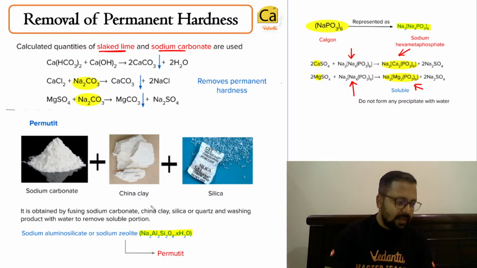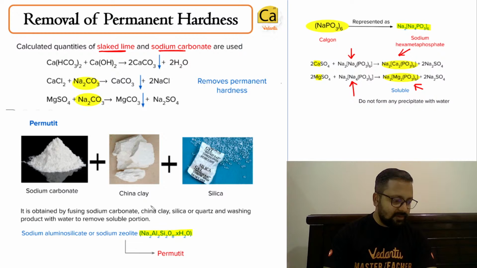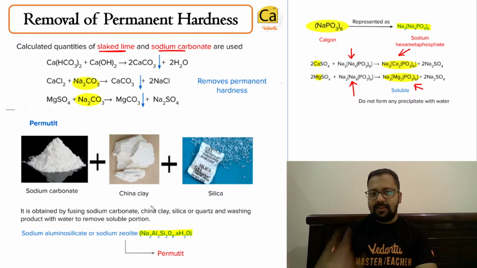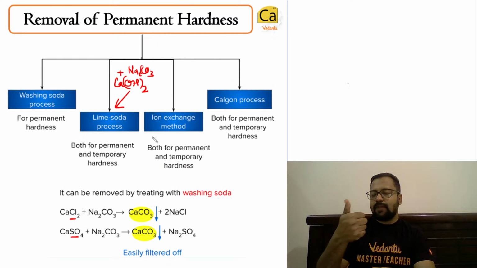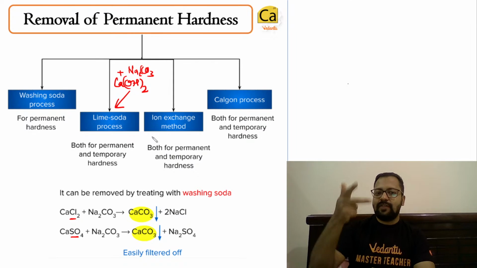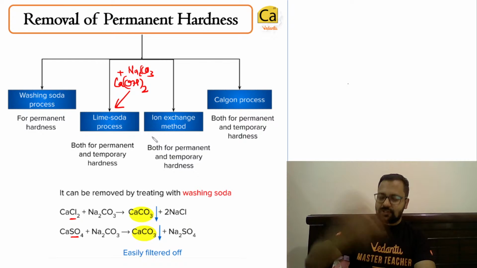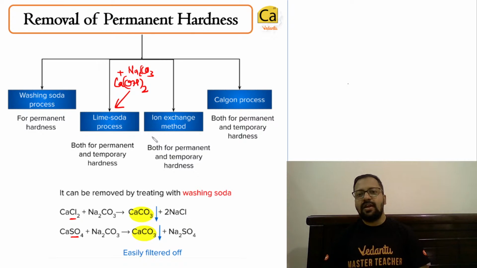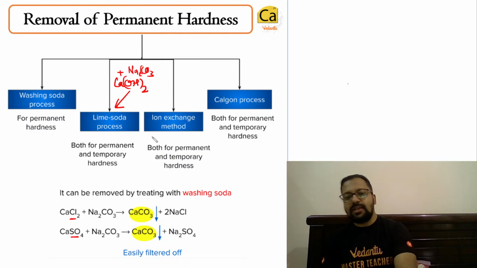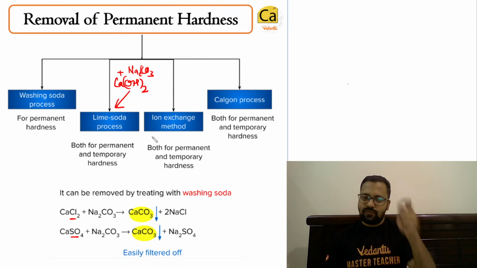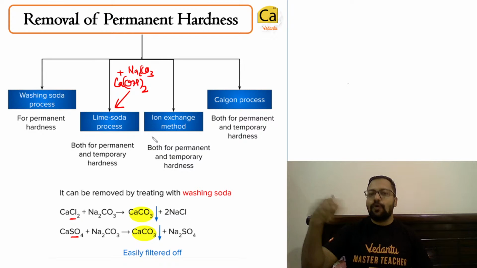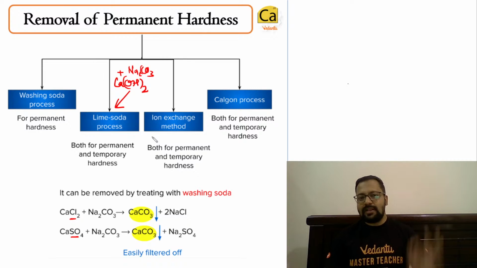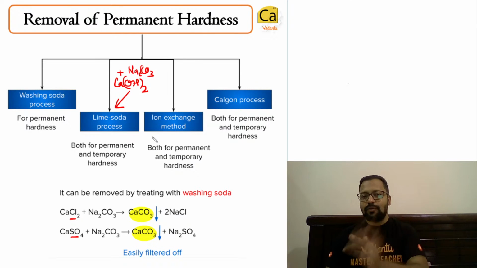So remember, these are the 4 methods that we have read just now. We have read the washing soda process, the lime soda process, and ion exchange. Ion exchange is the exchange of ions. It's like a double displacement reaction, but we are exchanging ions for calcium and magnesium. The Calgon process is for both temporary and permanent hardness. What is Calgon? The sodium hexametaphosphate, NaPO3 whole 6, which is also written as Na4PO3 whole 6.